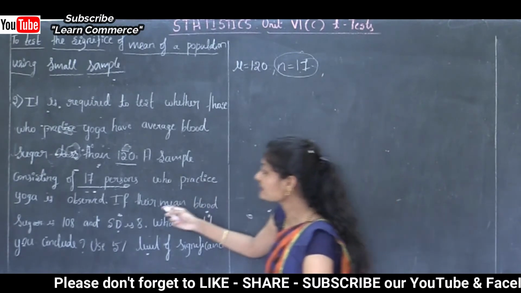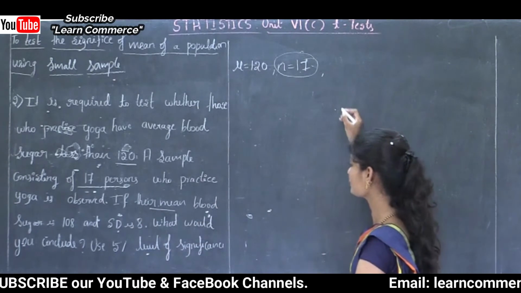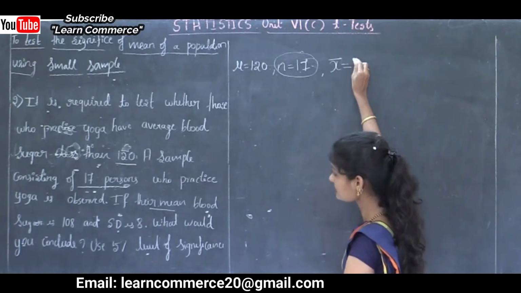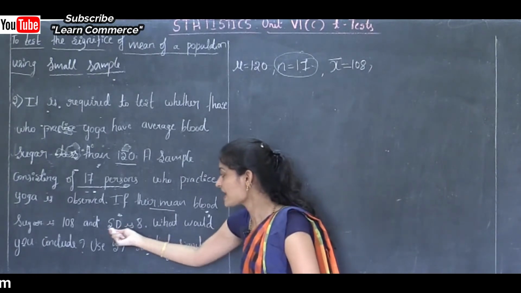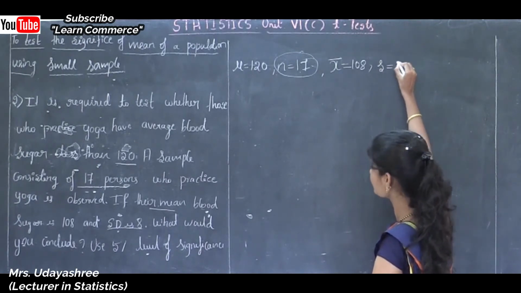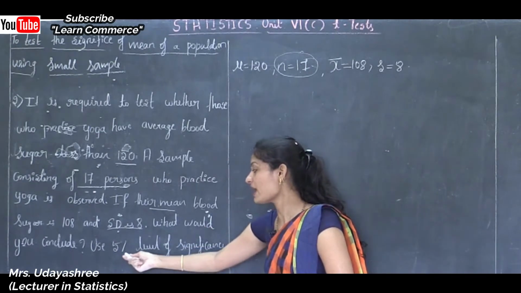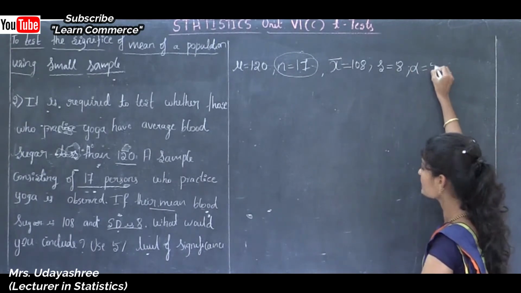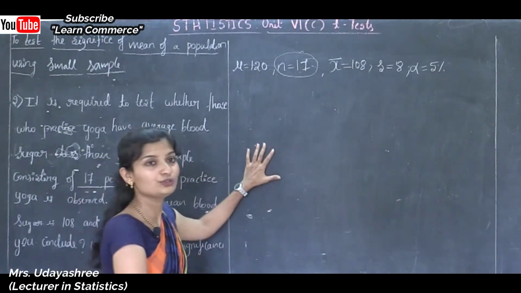Next, for those who practice yoga, their mean blood sugar is 108. Mean blood sugar is the sample mean, denoted by x bar, and the given observation is 108. Next, the standard deviation is 8. The sample standard deviation is denoted by small letter s, and the given observation is 8. And what would you conclude? Use 5% level of significance. Level of significance is denoted by alpha, and the value is 5%. Next we have to use the test procedure.